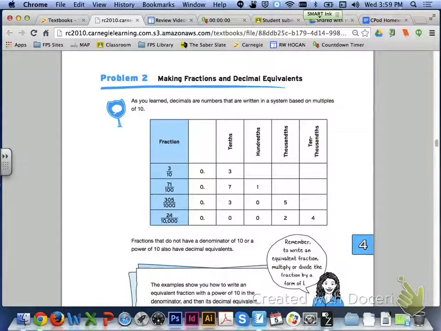We are actually going to skip problem 1 in 4.3, so go ahead and turn to page 253 and let's take a look at problem 2. As we have learned, we should know that decimals are numbers that are written in a system based on multiples of 10. You can see the examples in the table. We have 3/10ths, we have 71/100ths, we have 305 thousandths, and we have 24 10,000ths. So that 100, that 1,000, and that 10,000 are all multiples of 10.